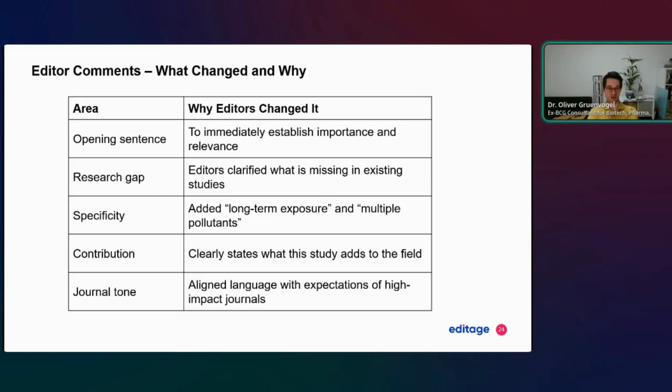A couple of words have been added to really make this more specific, more precise, and to add what the contribution is of the new study, what this will bring to the field, and what additional insights can be drawn from that. And it aligned the language with the journal tone, with the expectation of how language should feel, what it should sound like, what it should look like, especially for the high impact journals. So that's a couple of things that can happen in the drafting process, especially when you get support.